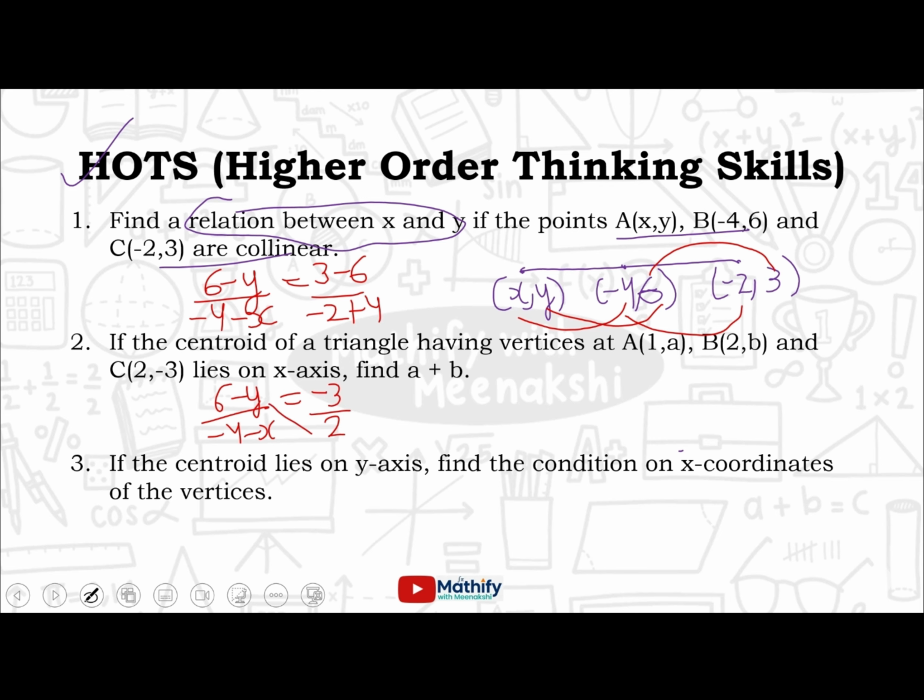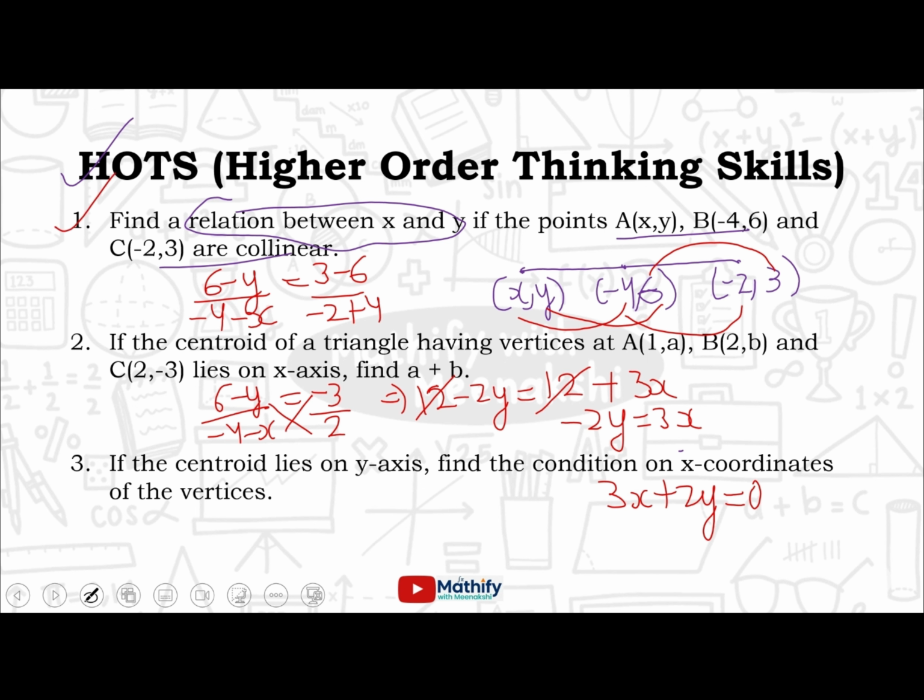Now let's do cross multiplication. You will get 12 minus 2y is equal to 12 plus 3x. You can cancel 12 and 12. You're left with -2y is equal to 3x, or you can write 3x plus 2y is equal to 0. So this is the relation between x and y when these points are collinear.